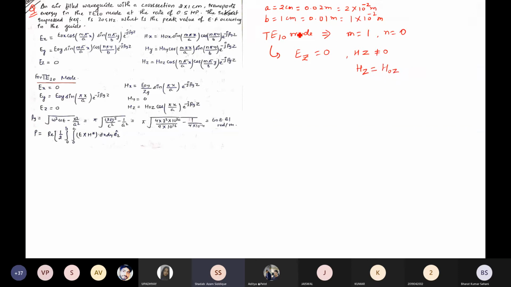So Hz can be written as H naught z. See, the 0 is possible now, so that will be a cos term. All these will be cos. So cos m pi by a into x, cos n pi by b into y, e to the power minus j beta g into z. Okay, so now what should be the Ex, Ey, and we will write here Hx, Hy. So what is that Ex?